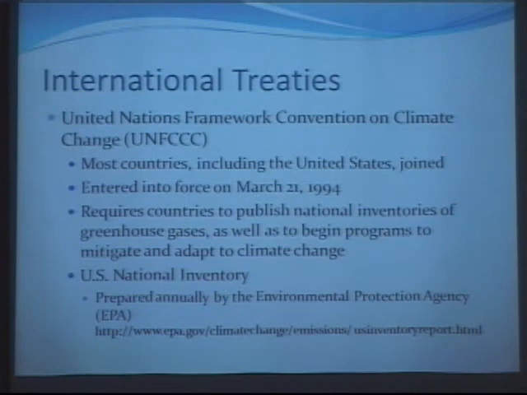So the international treaties, there's the United Nations Framework Convention on Climate Change. And most countries, including the United States, have joined that treaty. It came into force in March of 1994. That treaty requires the participating nations to publish national inventories on their greenhouse gases and to begin programs to mitigate and adapt to climate change, but it doesn't force anybody to reduce their greenhouse gas emissions.